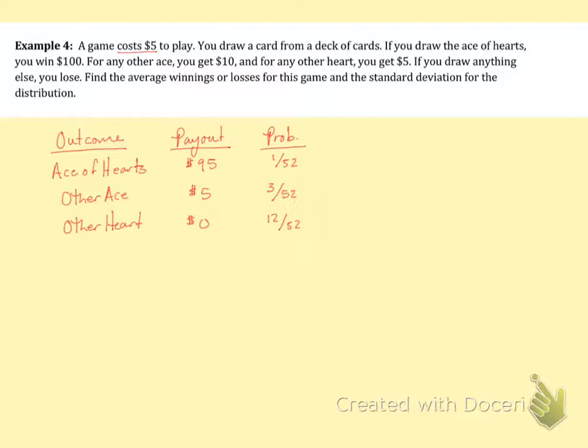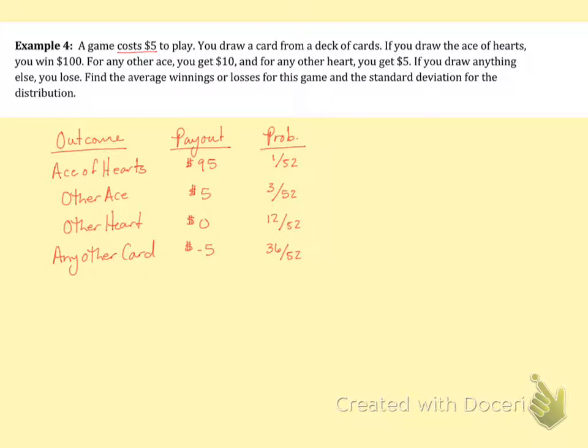And then finally, the last outcome is that we'd draw any other card. Now, if we draw any other card, we're going to lose, which means that we're down $5. So this is going to be a -5. Remember that this needs to be a valid probability table, which means our probabilities need to add up to 1. So since we have 52 cards, let's take the 1 plus 3 plus 12, which is 16, subtract it from 52, which means we have 36 cards left over in the deck. So there's our probability table.